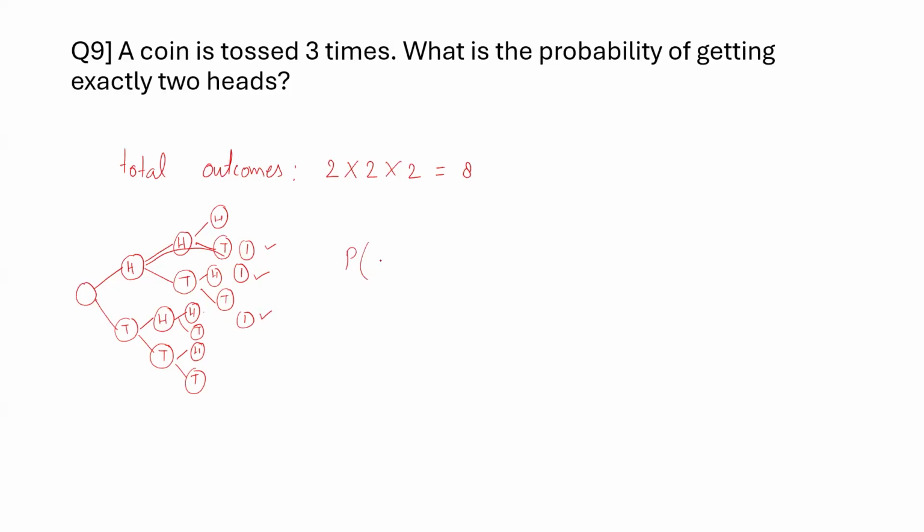So the probability of exactly 2 heads is 3/8, because only three possibilities are there where you have exactly 2 heads, right? Heads, heads, tails; heads, tails, heads; and tails, heads, heads. These are the only possibilities, right? So this is your final answer.